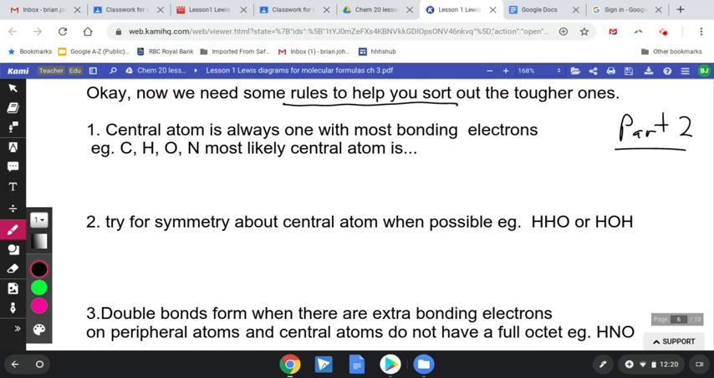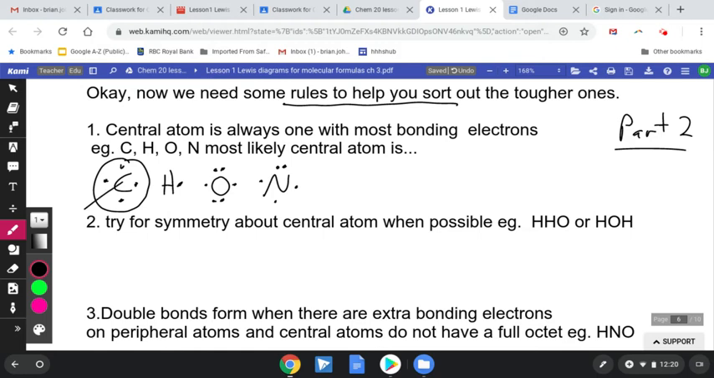Okay, here we go. So rule number 1, when you're about to build your molecule, you always want to start with the central atom that has the most bonding electrons. So if I look at a molecule that's made of carbon and hydrogen and oxygen and nitrogen, this fictional molecule, which of these would be the central atom? And the correct answer would be carbon, number 1. 4 bonding electrons. It's always going to form the backbone or the central part of any complex molecule.